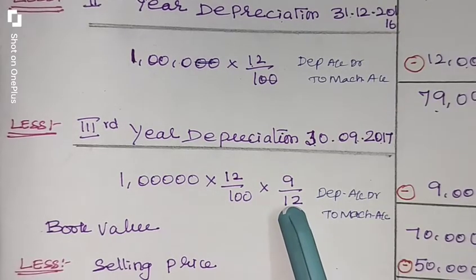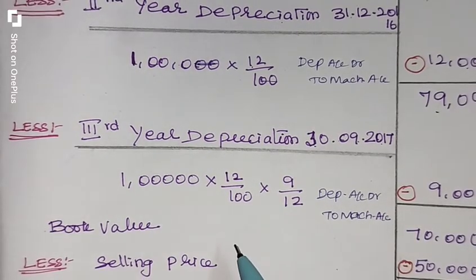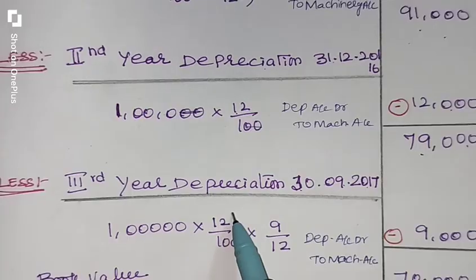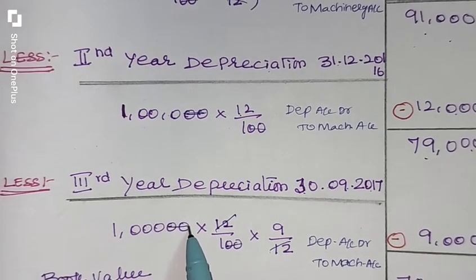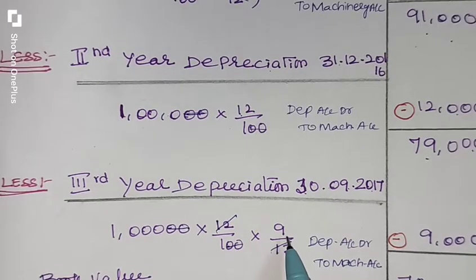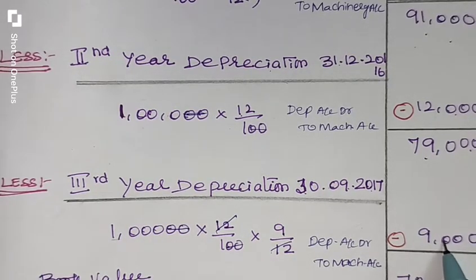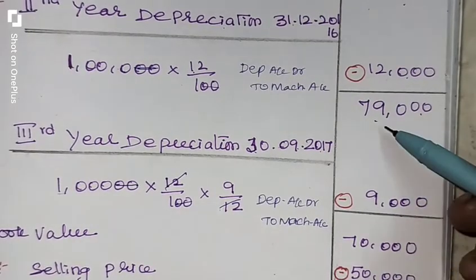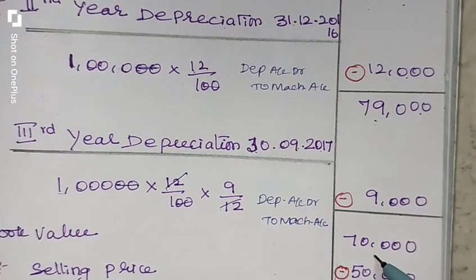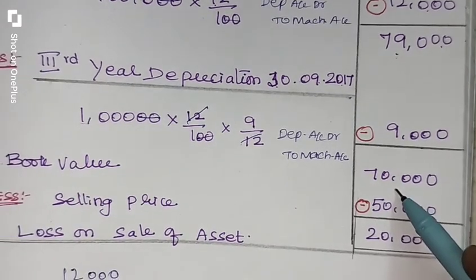Now we have to cancel it. The 12 is cancelled, and the 0 and the 20 are cancelled, and the remaining 9 into 1000 gives 9000. This is the third year depreciation. Now we have to subtract 9000 from 79,000. We will get 70,000. This is the book value.